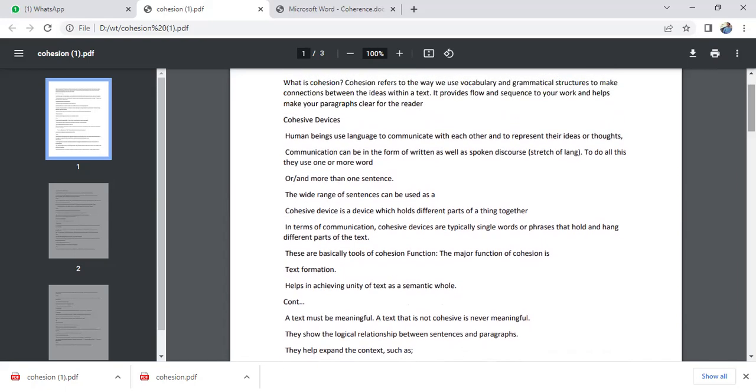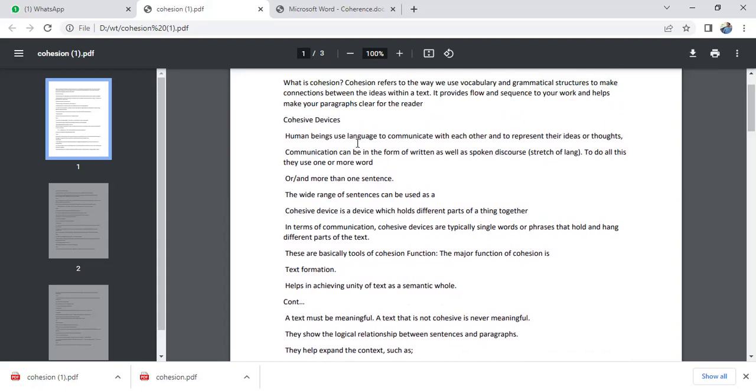Now coming toward cohesive devices. How do you bring cohesion, fine? You bring coherence in your writing through certain devices, through certain words, through certain phrases. And those phrases, those words are actually called cohesive devices, fine.